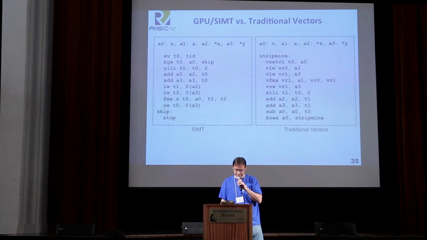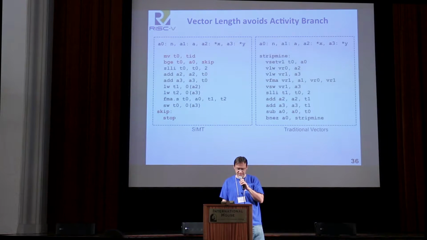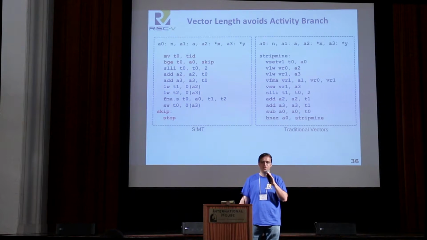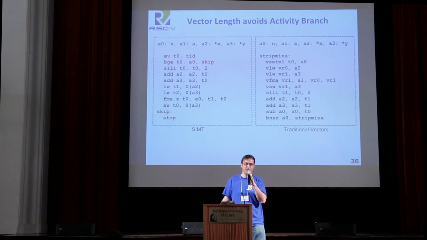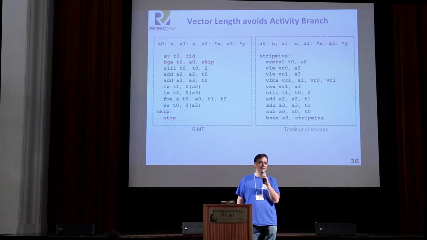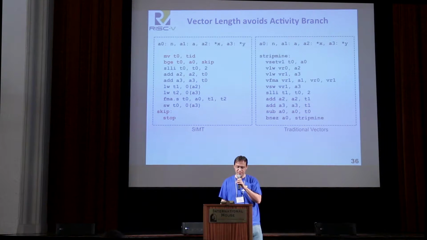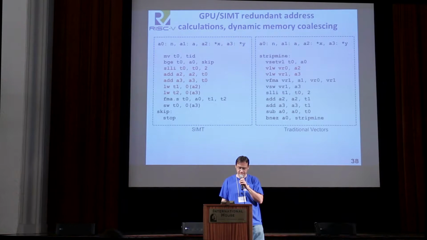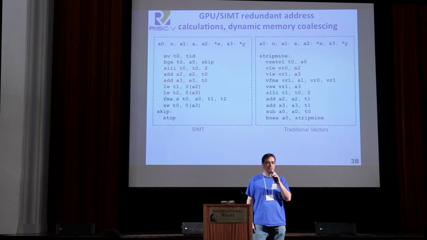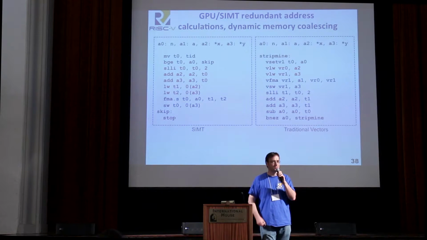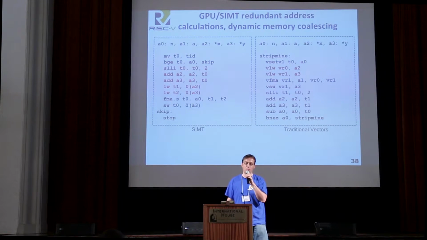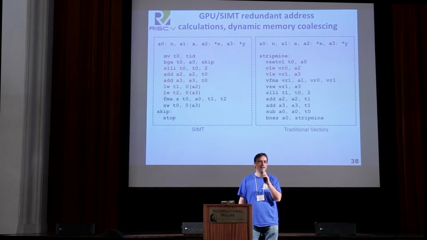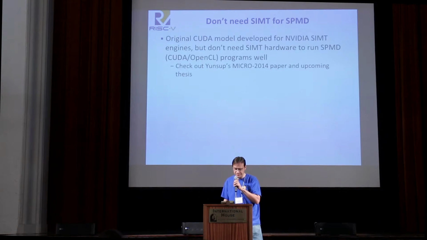So, comparing this now with a vector unit, you don't need an activity branch. You just say I need 3. I don't need everybody who's greater than 3 to take a branch. I just say, you 3 guys, you do the work, everybody else is off. You get to use a scalar operand, and there's no dynamic memory coalescing. You just load unit stride vectors, and they just go to memory. You've told the hardware exactly what you want. You don't have to rediscover this on the fly like when you're using a GPU.